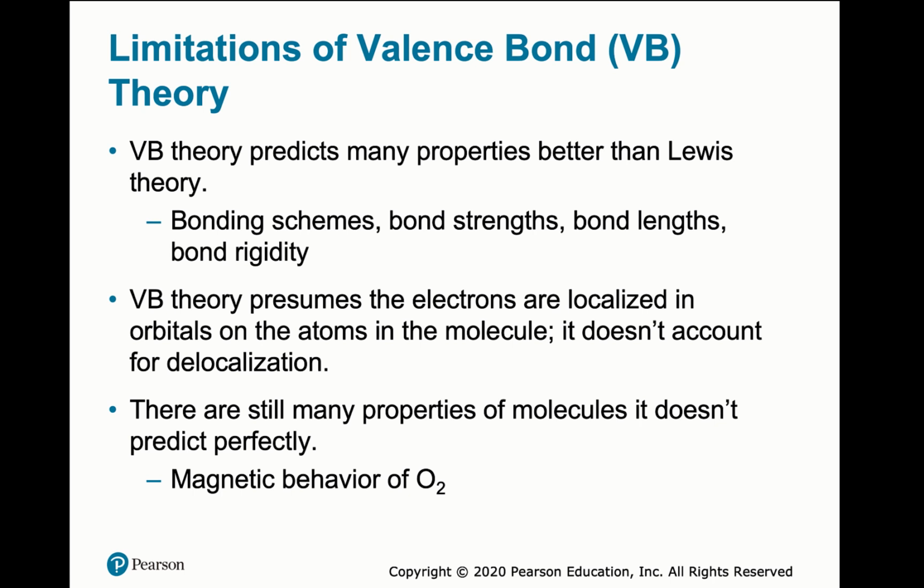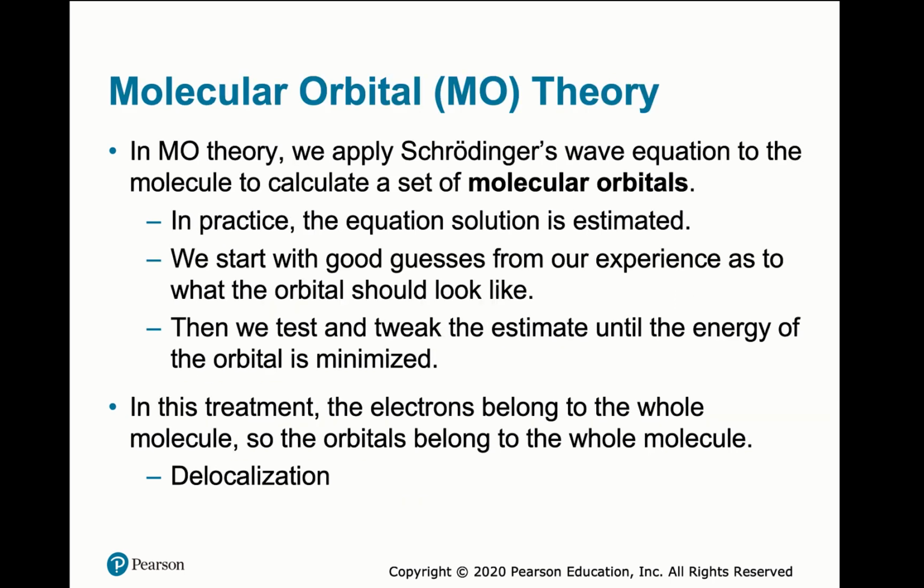So there are some limitations to valence bond theory. It predicts a lot of properties better than Lewis theory, but there are still some issues. It doesn't account for delocalization, for instance, where some electrons are localized and some are not. And it also doesn't fit properties as well, specifically the magnetic behavior of oxygen.